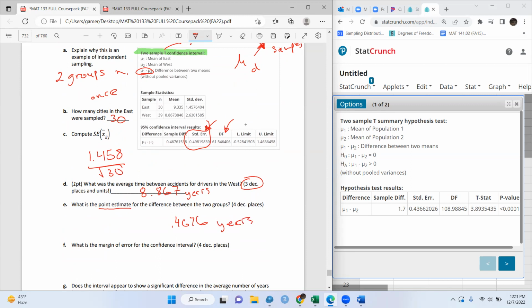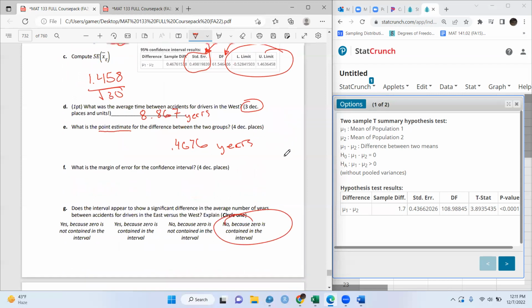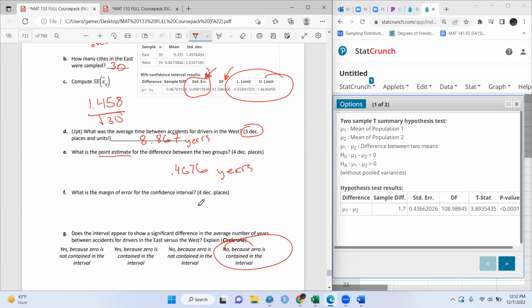So there's about a half a year difference between living in the East and the West based on this point estimate. But if we look at the interval, there is really no difference because zero's in the interval. Oops, that's the answer to G. And I also told you how to find F.